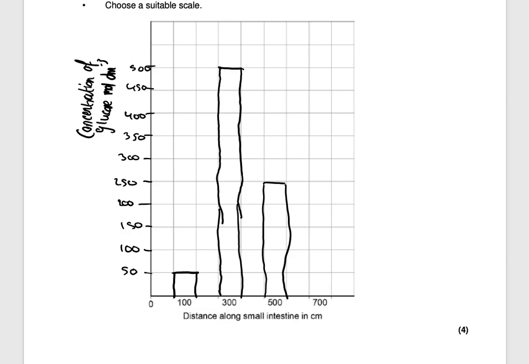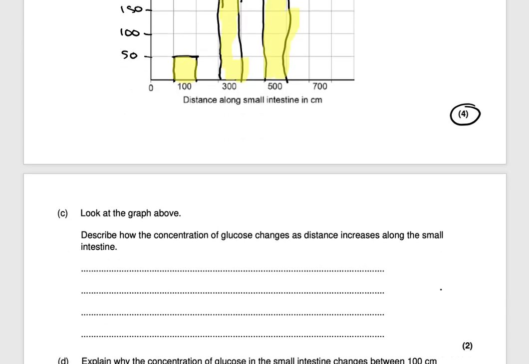Okay, so we've done our bars. I've just highlighted them over here, and that would get you 3 marks. Okay, because we've chosen a suitable axis, we've labeled the y-axis, and we've plotted our bars. Okay, 4 marks there. Next question.